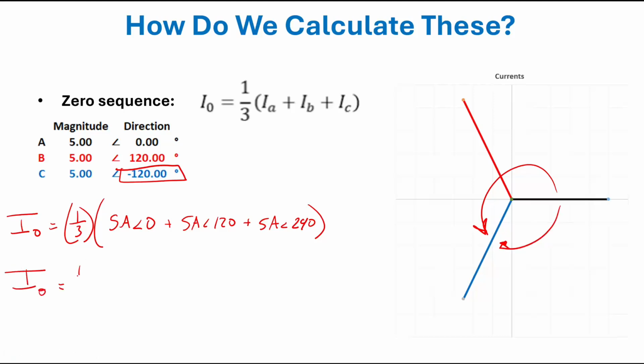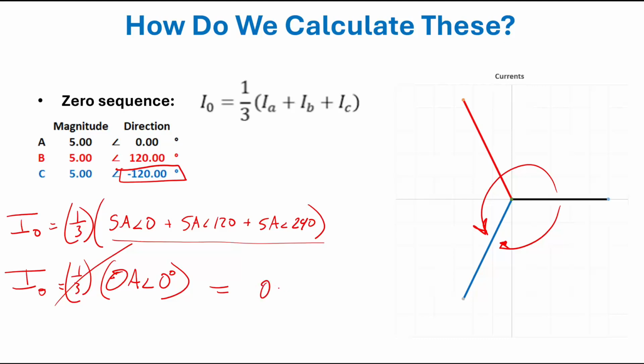I0 equals 1/3, and this is all, again, just going to cancel out. You're just going to do a vector sum. So it's going to end up being 0 amps at an angle of 0 degrees. And the third no longer matters because 0 times anything is 0. And the final answer is 0 amps at an angle of 0 degrees.